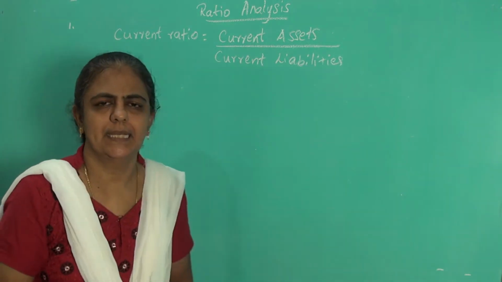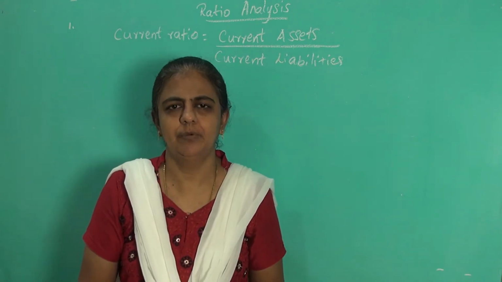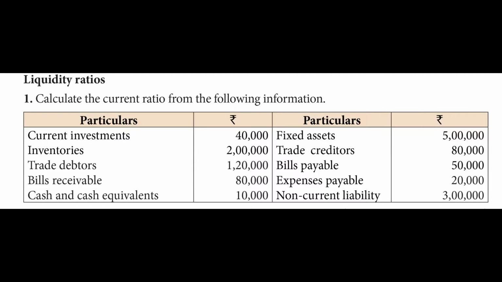See the question. I read the question, just see. Then we move to the sum. Calculate the current ratio from the following information. Current investments 40,000, inventories 2 lakh, trade debtors 1 lakh 20,000, bills receivable 80,000, cash and cash equivalents 10,000, fixed assets 5 lakh, trade creditors 80,000, bills payable 50,000, expenses payable 20,000, non-current liability 3 lakh.